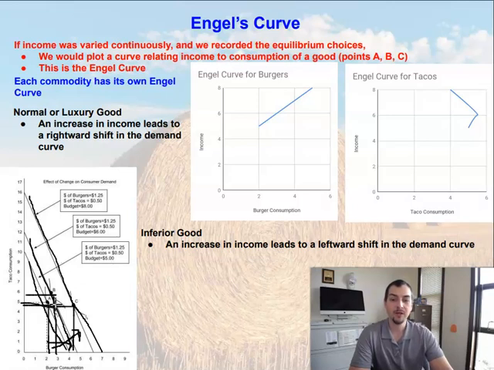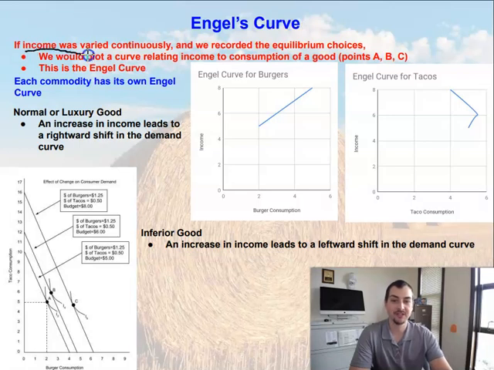So what if we could continuously adjust this income? What if this income was varied continuously, and we recorded these consumer equilibrium choices like we have? We would plot a curve relating income to consumption of a good, and that curve would go from point A to point B to point C. So here's what we're doing: we're changing income and looking at the level of consumption, relating income to consumption and mapping it out.